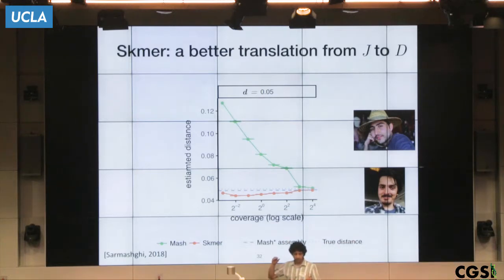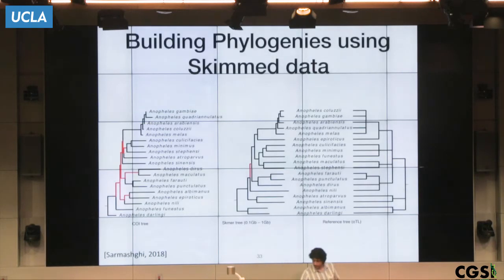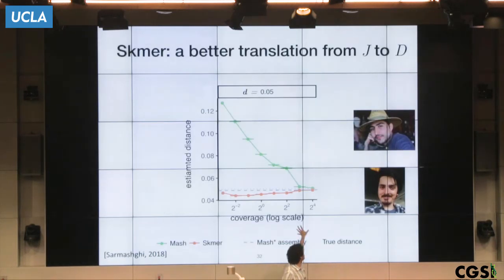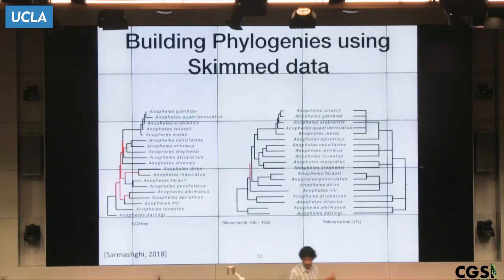We made a method that we presented last year in RECOMB. It's called Skmer. And Skmer basically, it's the same figure now, but even at low coverages, you get very good estimates of distances. And Metin, who is also here, is now working on improving the translation from the Hamming distance D to phylogenetic distance T, which I showed in the previous slide.